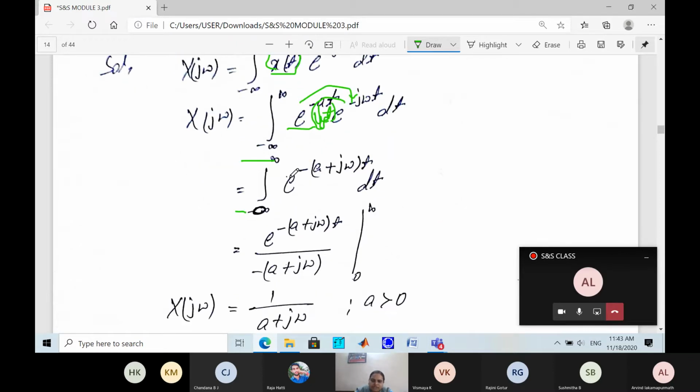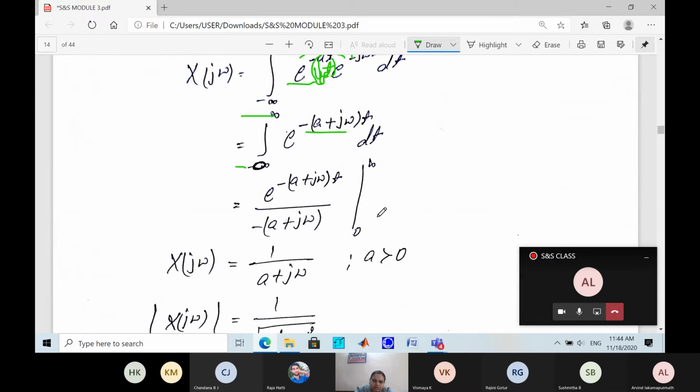What is the integration of e power? E power x integrates to e power x divided by x, right? Same thing here: the integration is going to be e power minus a plus j omega into t, divided by minus a plus j omega. The limit is going to be 0 to infinity.